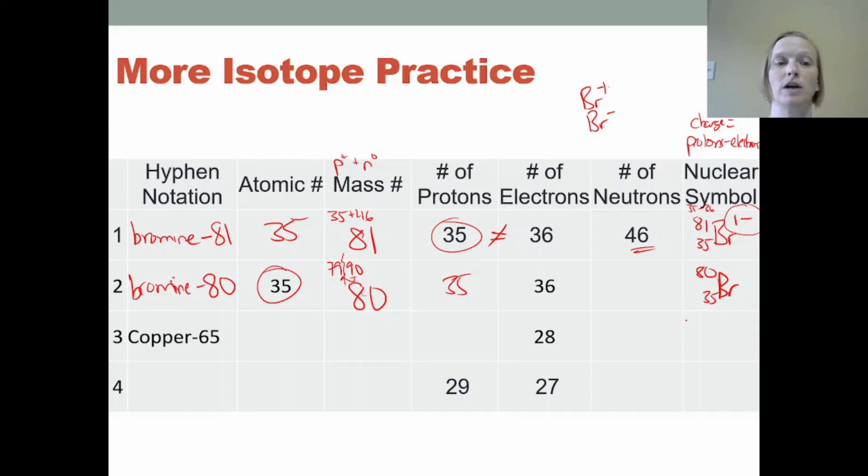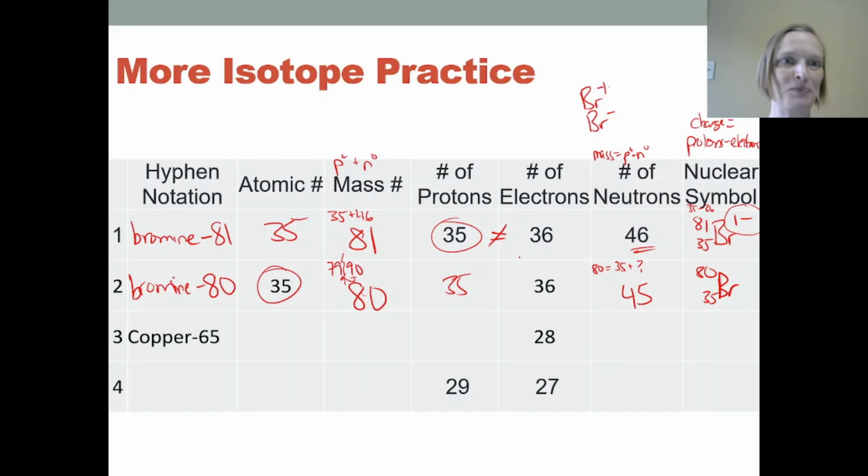How about number of neutrons? Remember, the neutrons depends on the mass number. Mass is the protons plus the neutrons. So my mass is 80, and that's my protons, which are 35, plus my neutrons, which I'm trying to calculate. What plus 35 equals 80? My answer here is 45, so I've got 45 neutrons.